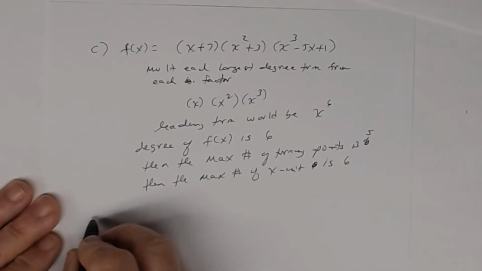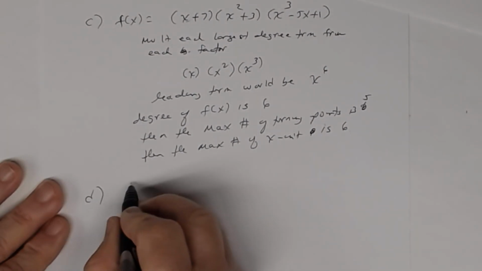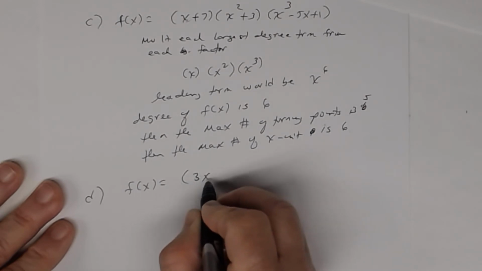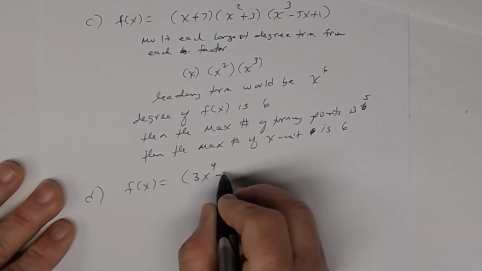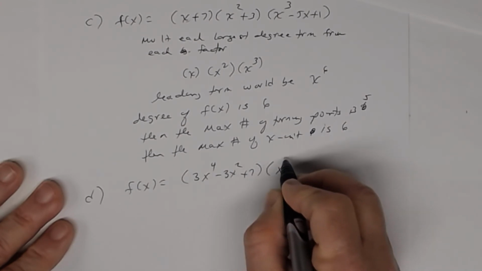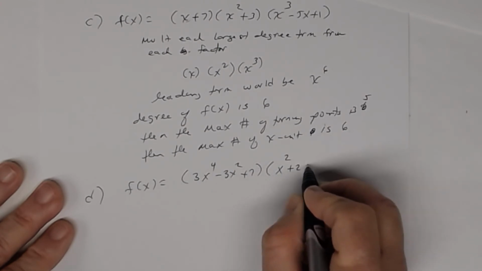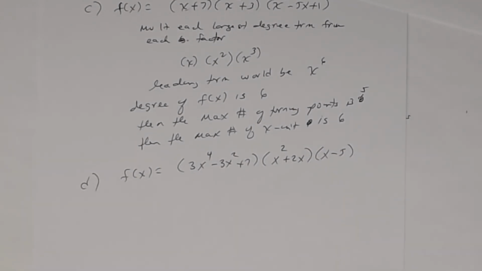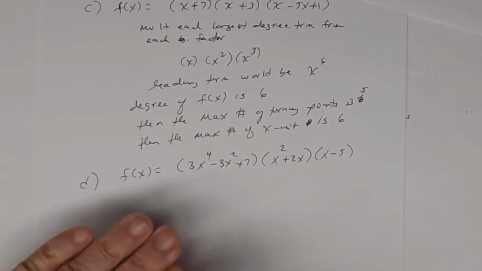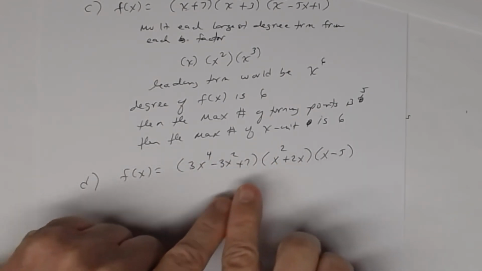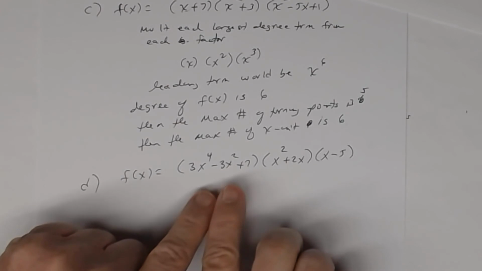So let's look at another one. Let's suppose in D, I had this. f of x equals 3x to the 4th minus 3x squared plus 7, times x squared plus 2x, times x minus 5. Let's say we had this. All right? Don't make it difficult. Fairly easy. So don't multiply all this out. You don't want to do that. You're going to make an error somewhere.